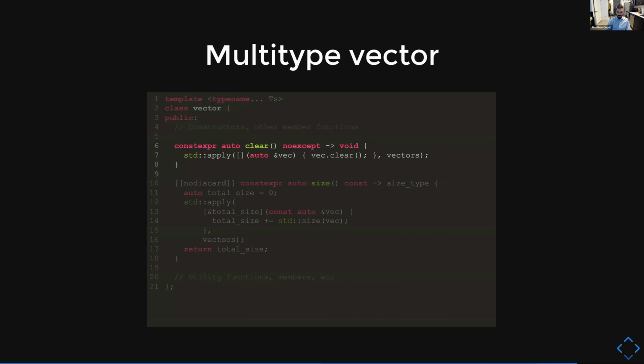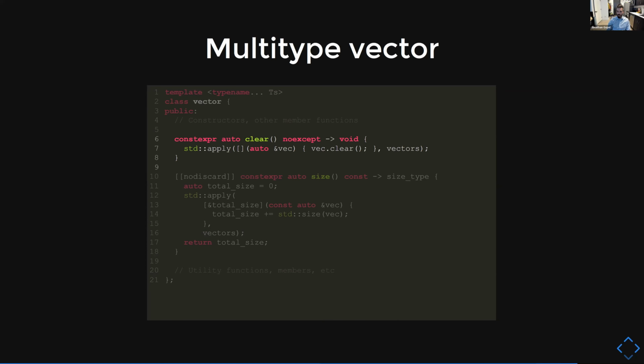All right, let's do some things that act on more than one of the underlying vectors. So the easy case here is clear, right? If you say clear, you want to clear everything. We can just do a std::apply over all the vectors, call clear on each one. We're done. There's also another case here where you potentially want to do a stateful operation. So size is a great example of that. If you want to sum all the sizes, you have to take some state into your size function, just add those together, return your total size.